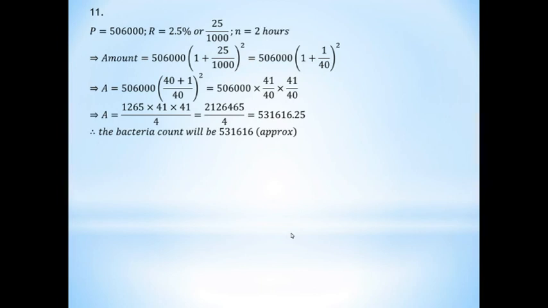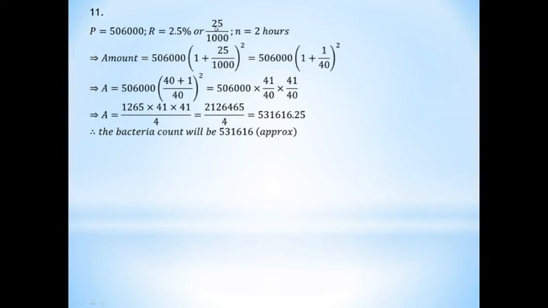We'll go to the next question, that is question number 11. In a laboratory they have 5,06,000 bacteria. Then the rate of increase in number will be 2.5%, or we can put this as 25 by 1,000.